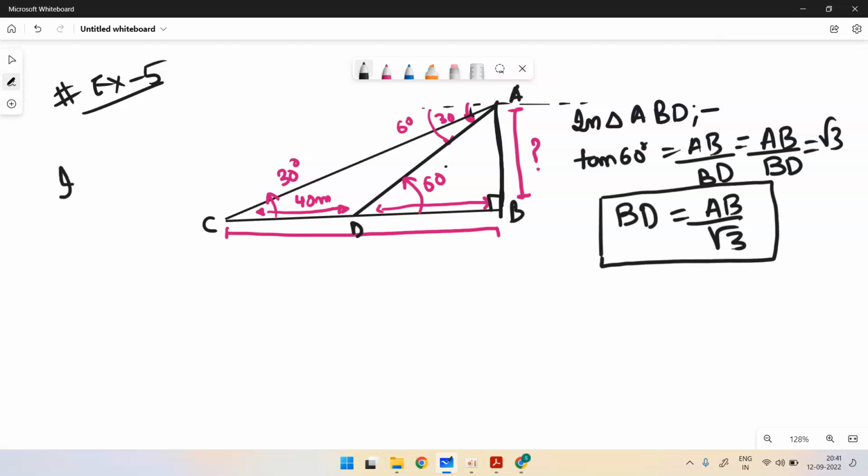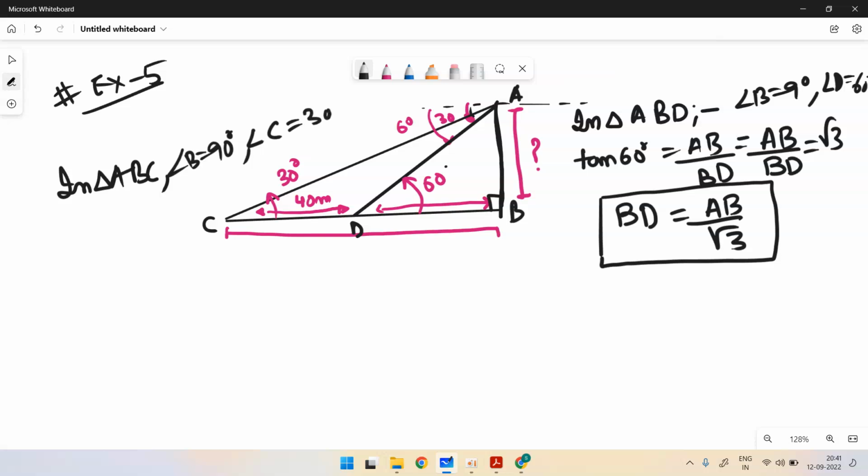Now in my triangle ABC, angle B equals 90 degrees. In triangle ABC, you see that angle B is equal to 90 degrees, angle C is given to be 30 degrees, and one more thing is CD equals 40 meters. CD equals 40 meters is given.